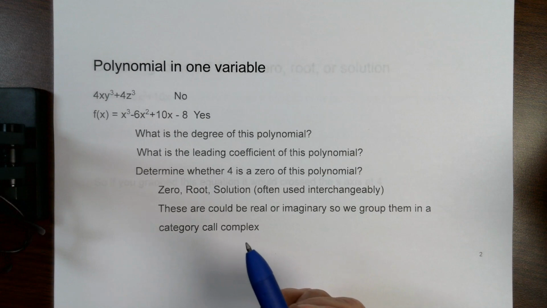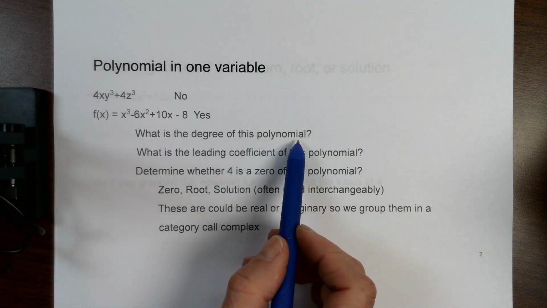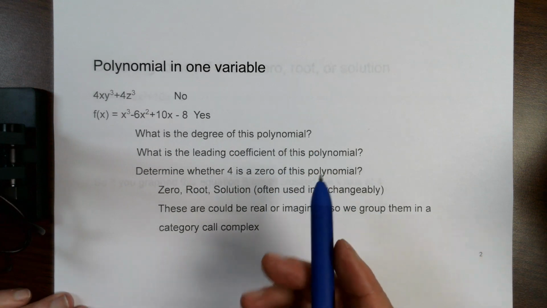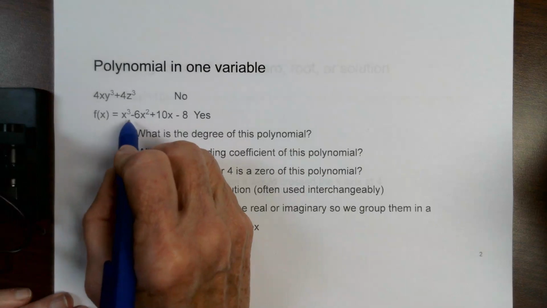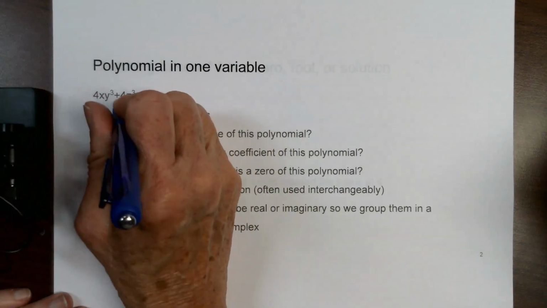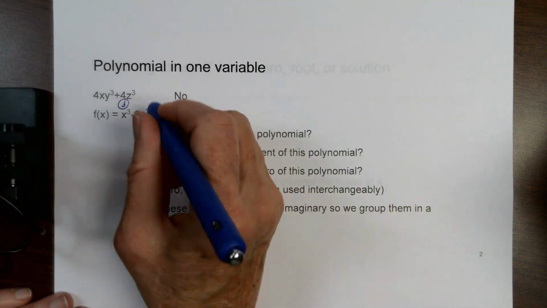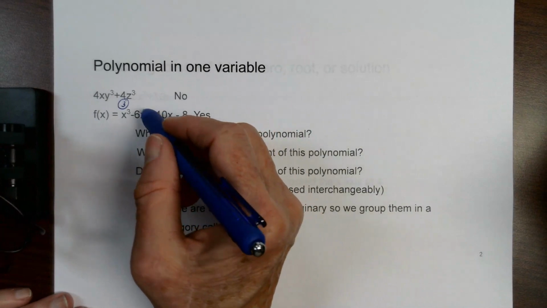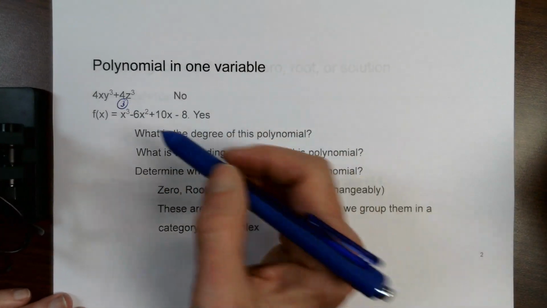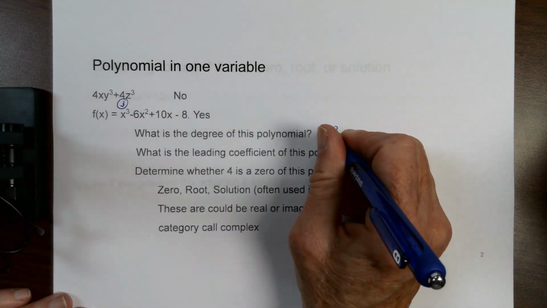Just a refresher here on some of the terminology. What is the degree of this polynomial? We need to find out what the degree is. If you remember right, you find the largest power that you have. So the degree of this polynomial is 3. The degree of that term is 2, the degree of that term is 1, and the degree of that term is 0. So the degree of this polynomial would be 3.